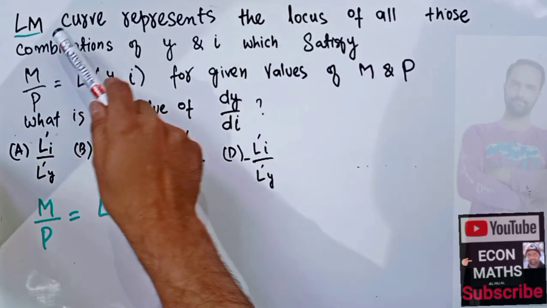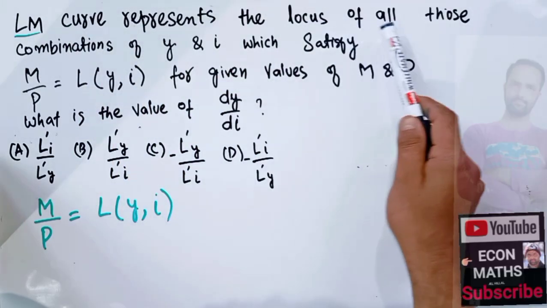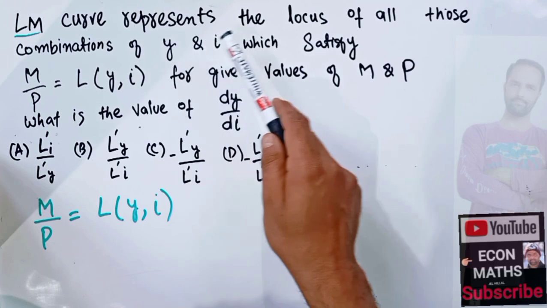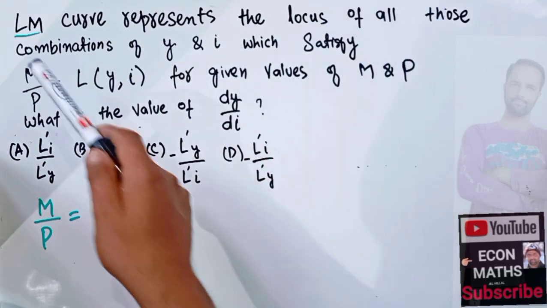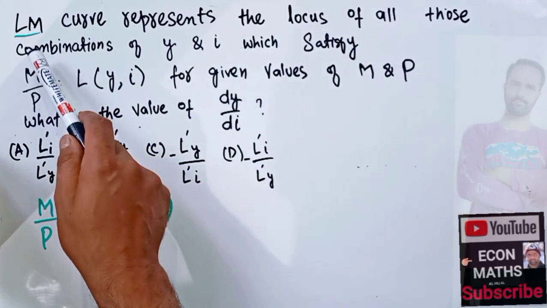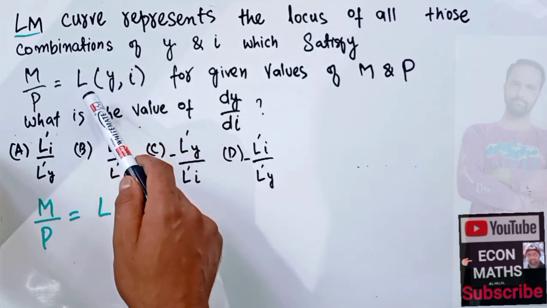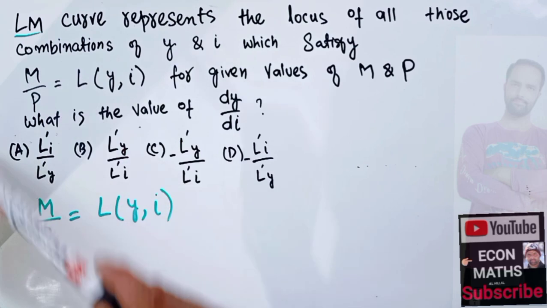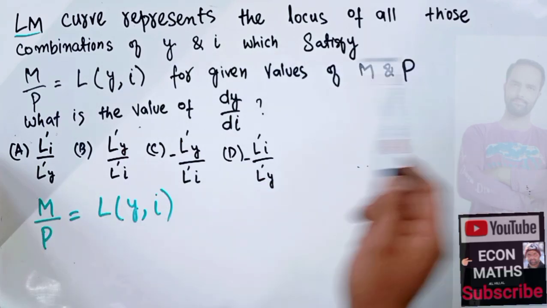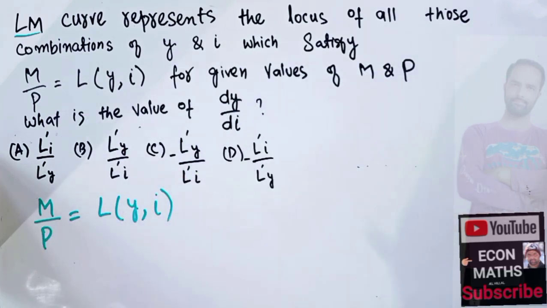The question is, the LM curve represents the locus of all those combinations of income and rate of interest which satisfy this condition. That is, supply of money, that is M upon P, should be equal to demand for money, and demand for money is a function of income and interest rate. For given values of M and P, what is the value of dy upon di? That means change in income with respect to change in interest rate. We need to find out this. Options are being given. We need to find out the correct option.